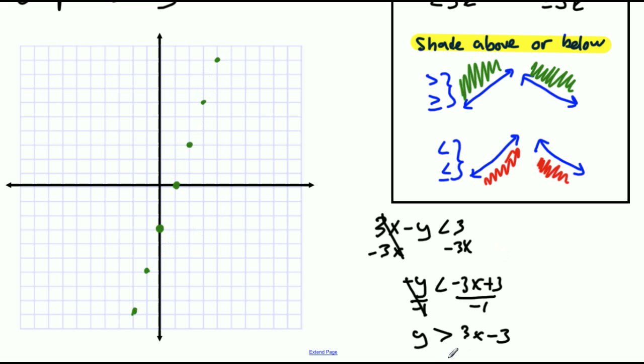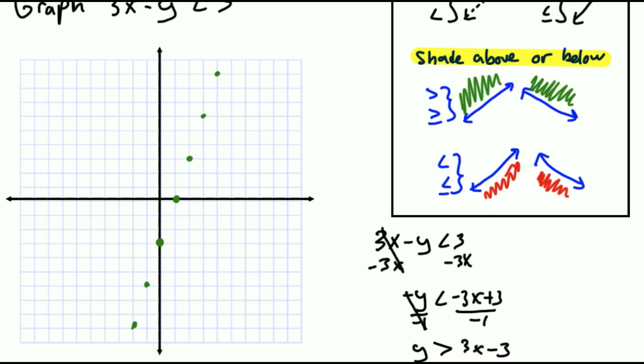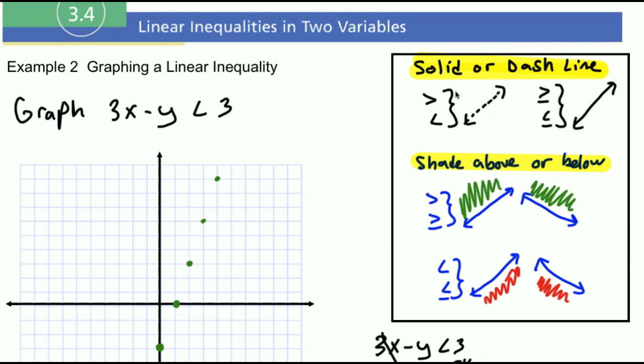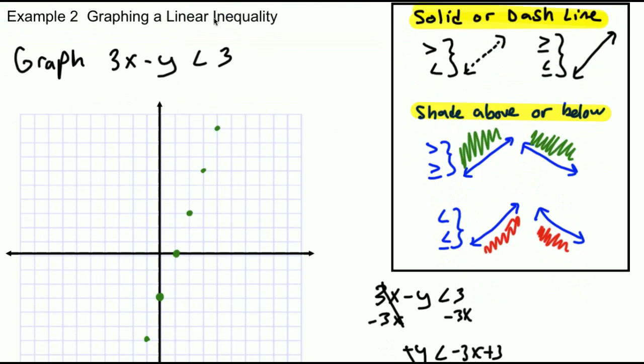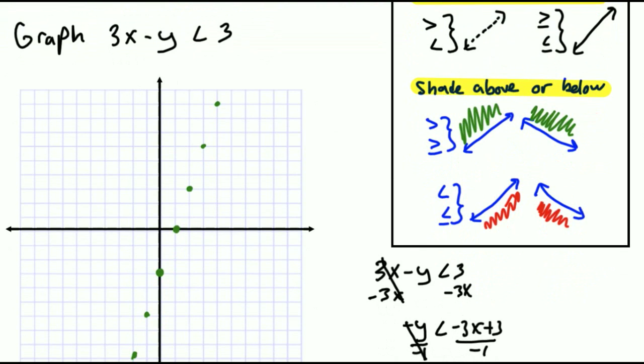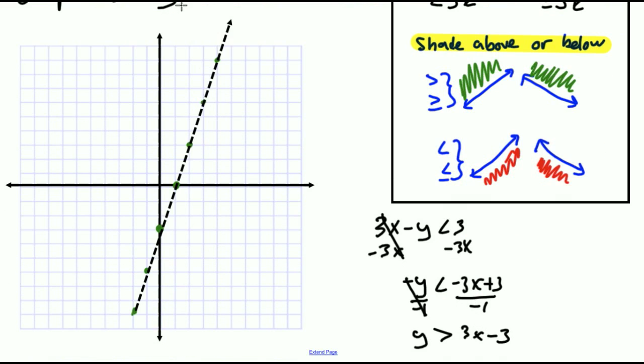So the question now is, do we do a solid line or a dashed line? Well, according to our rule up here that we talked about last example, if it doesn't have a line underneath it, the equal to, then it's going to be a dashed line. So that's what we have going on right here. This is going to be a dashed line. So I'm going to go ahead and kind of do it like this. And there we go. And I'm going to put an arrow right here as well. So we have a dashed line because it's not equal to.